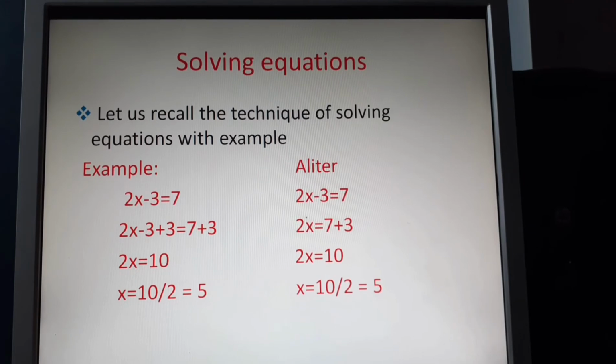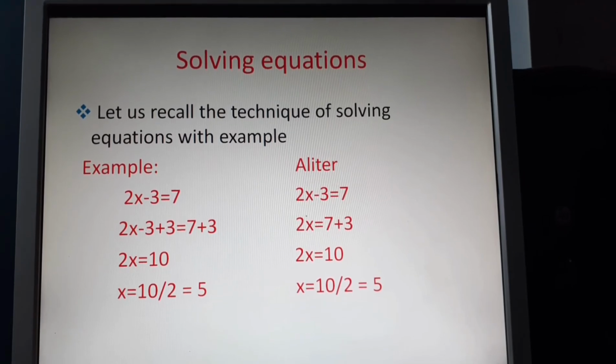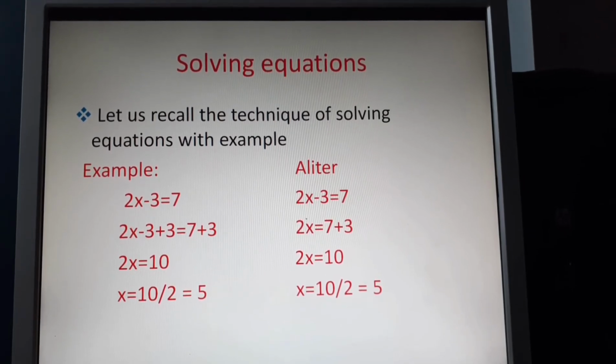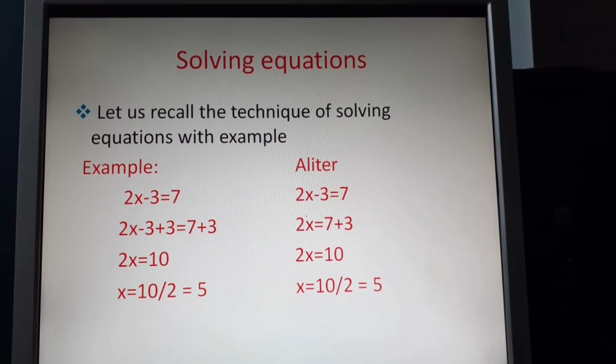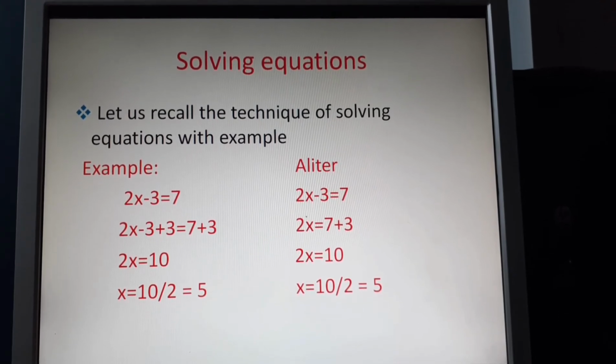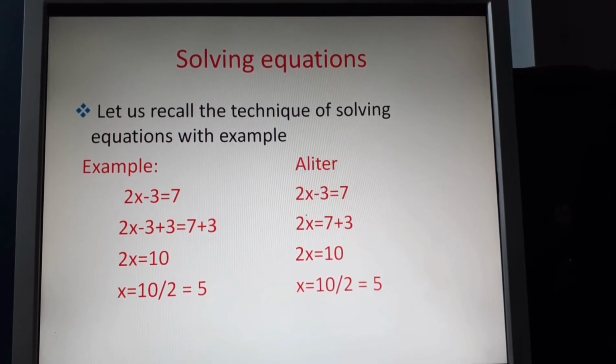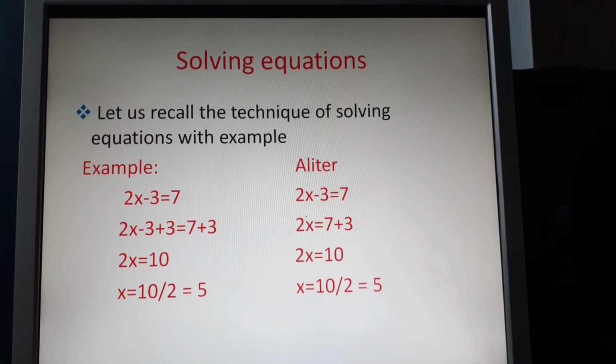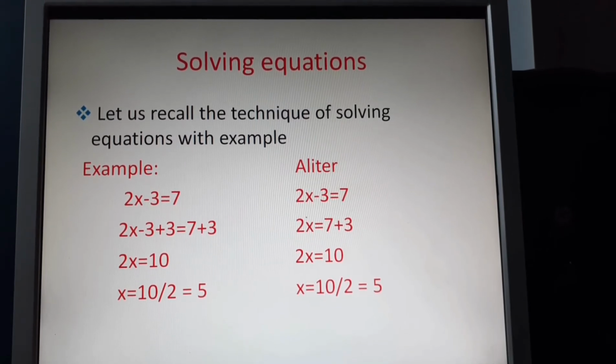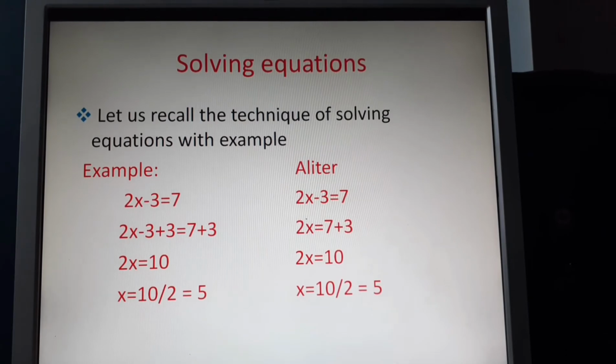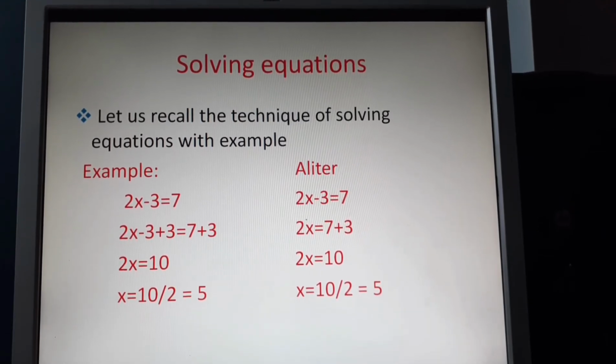If you want to check whether the solution is right or wrong, you put x equal to 5 in the left hand side of the given equation. For example, if we substitute x in 2x minus 3, 2 into 5 is 10, 10 minus 3 is 7. So now the left hand side as well as the right hand side are both the same. So the solution is right.